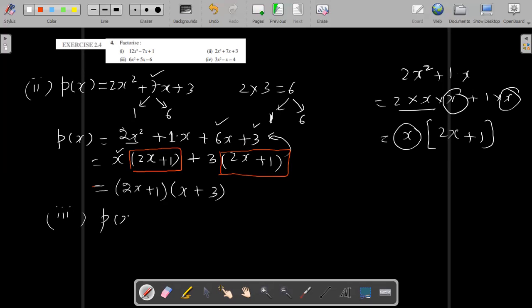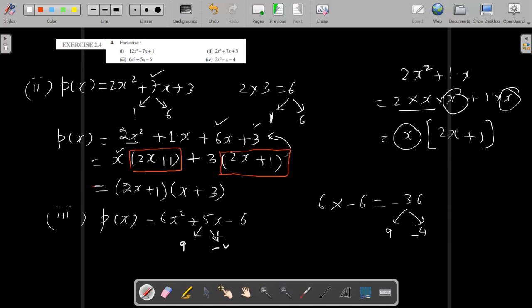6x square plus 5x minus 6. To multiply 6 into minus 6. Just you have to remember the sign also. 6 6s are 36. Now factors of 36 to get minus 5. To get minus 9 4s are 36. 9 minus 4 is 5. So 9 and minus 4, and multiply 9 into minus 4 is minus 36. So 5 is split into two parts, 9 and minus 4.